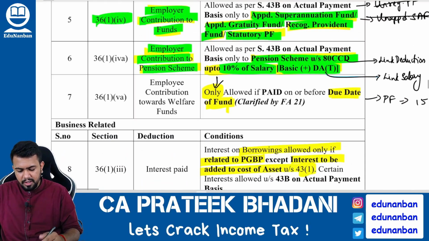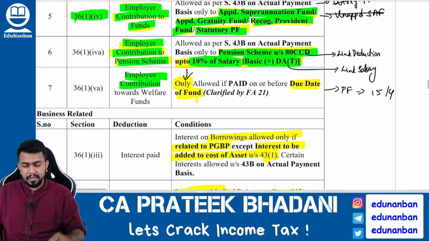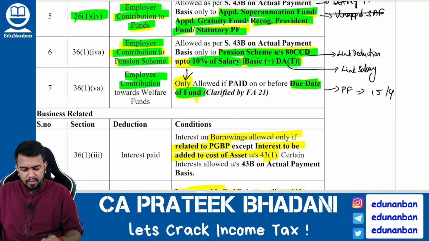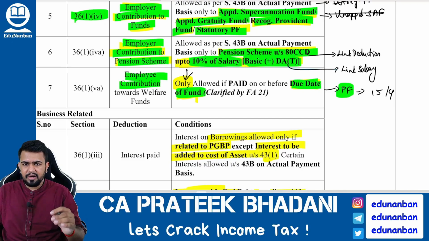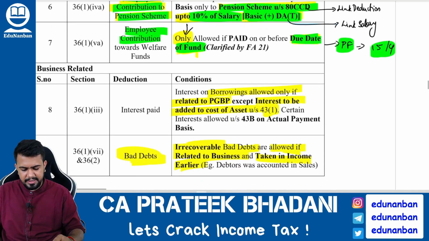Okay, now let us talk about employee contribution. Employee contribution is allowed as a deduction only if it is paid on or before the due date of the respective fund. For example, if there is a provident fund and for the March month the due date is 15th of April, then only if it is paid on or before 15th of April will it be allowed as deduction. If not, it will not be allowed as deduction.